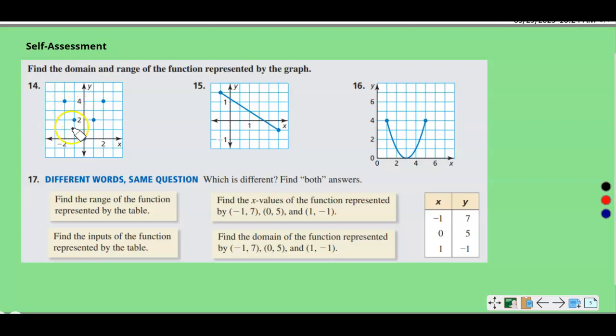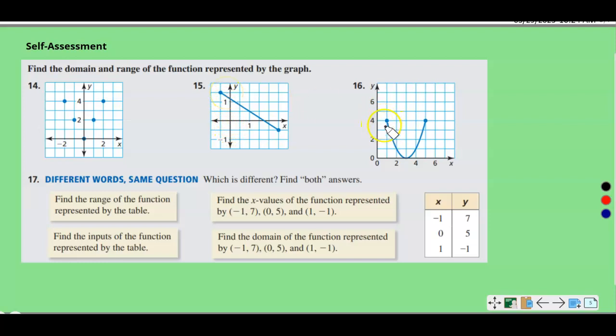Remember, for number 14, this is ordered pairs, so it may be handy to write the ordered pairs first, and then the domain would be your x's and the range would be your y's. This is a continuous line, so remember your x values go horizontally from left to right, and your y values go vertically from the bottom to the top.